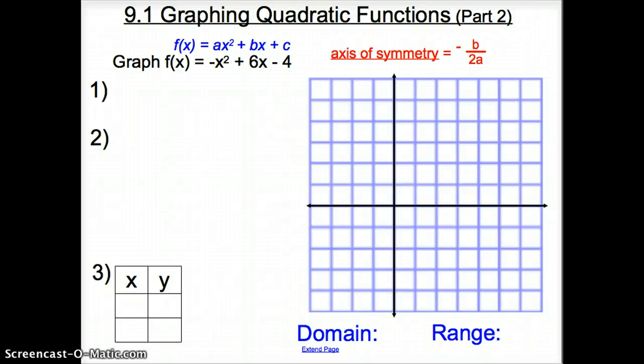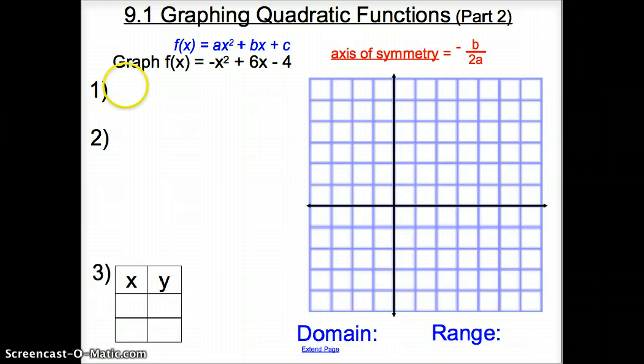Ladies and gentlemen, welcome to section 9.1, Graphing Quadratic Functions, part 2. We are going to start with a little review of yesterday's material just to clear up any misunderstandings that we still have about graphing quadratic functions. Please remember that all your steps are in your notes from yesterday, so if you follow along those steps, we'll be absolutely fine. So, our first step, what was our very first step?